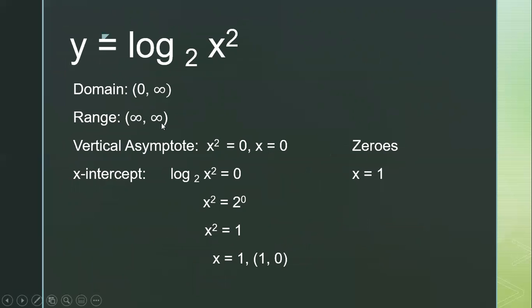The range is negative infinity to infinity. For the vertical asymptote, we set x here equal to 0. Therefore, x is equal to 0, which is also the zero of the given function. For the x-intercept, the logarithm of x to the base 2 is equal to 0. Then the x-intercept is 1, denoted by (1, 0). Whatever is your x-intercept becomes the zero of the given logarithmic function.